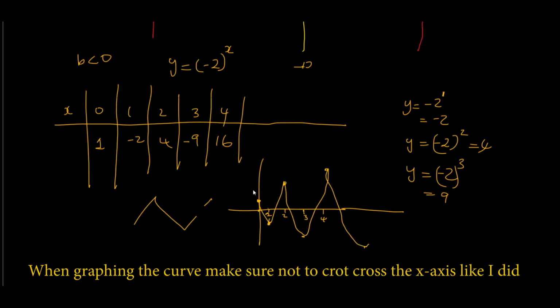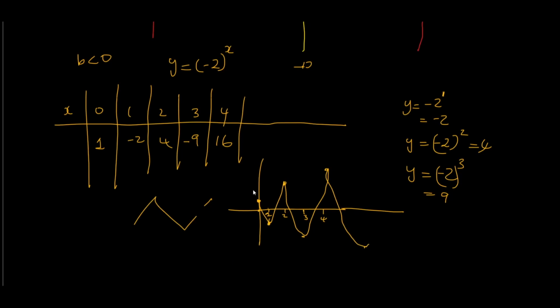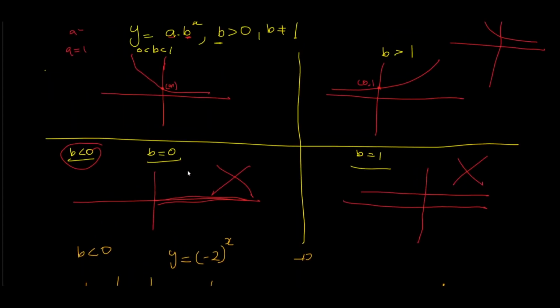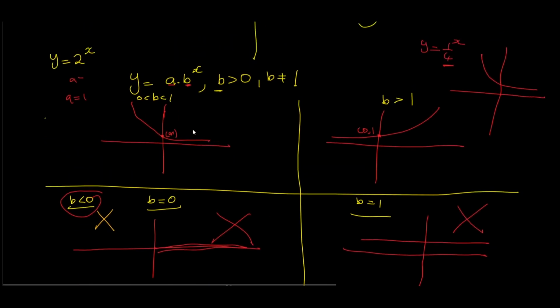Is that an exponential function? No. Therefore, we already eliminate that b cannot be less than 0. So we go back and see that this also falls out. And therefore, we understand that with an exponential function, b has to be greater than 0 and b can never be equal to 1. Now we understand the effects of b.